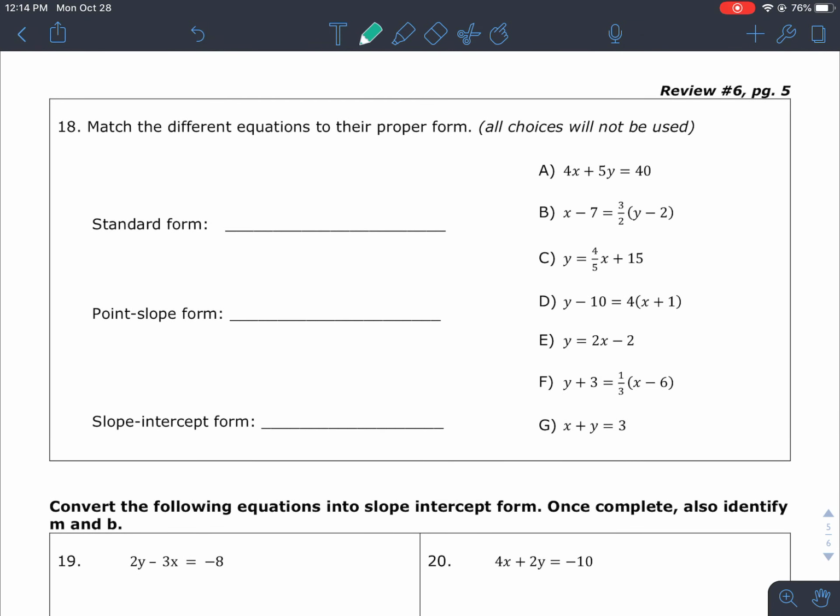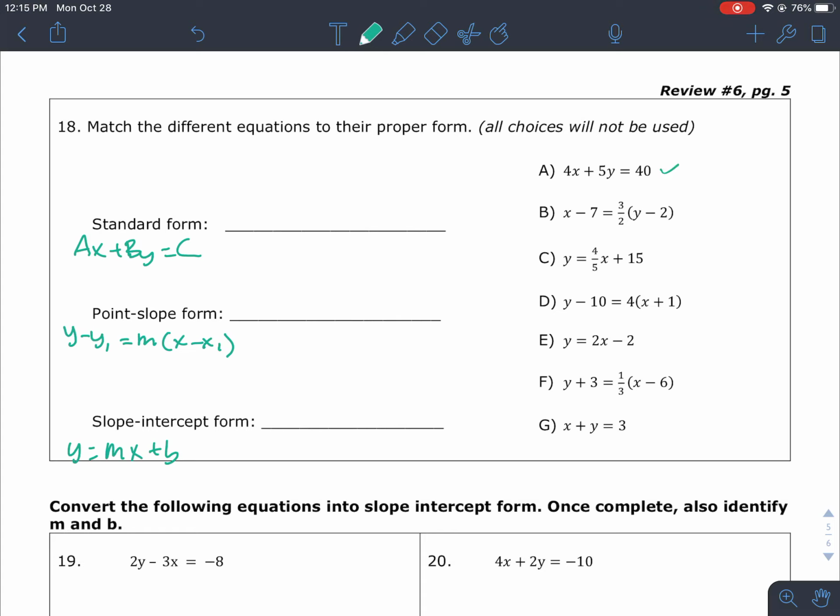18. It says match the different equations to their proper form. All choices will not be used, okay? We're not going to use all of them. Remember, standard form is ax plus by equals c. So my x and y are on the same side. Point slope form, y minus y1 equals m times x minus x1. And you can find all of these on your formula chart. Slope-intercept, y equals mx plus b. So we're going to be matching.